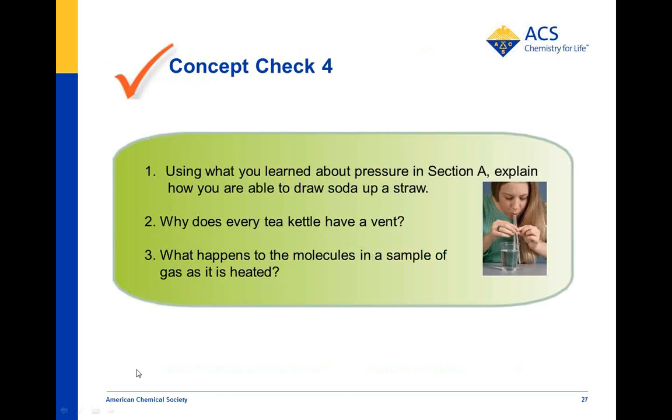In concept check 4, question 1 used to be part of the post-lab questions with the air experiments that Linda talked about at the beginning. So now it's a concept check. Why can you drink with a straw? Why do you have to vent a tea kettle? Hopefully they can relate that to something they've seen.